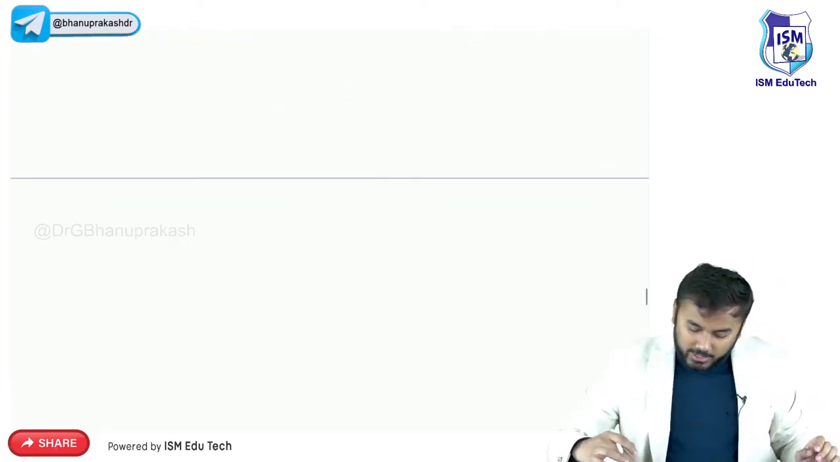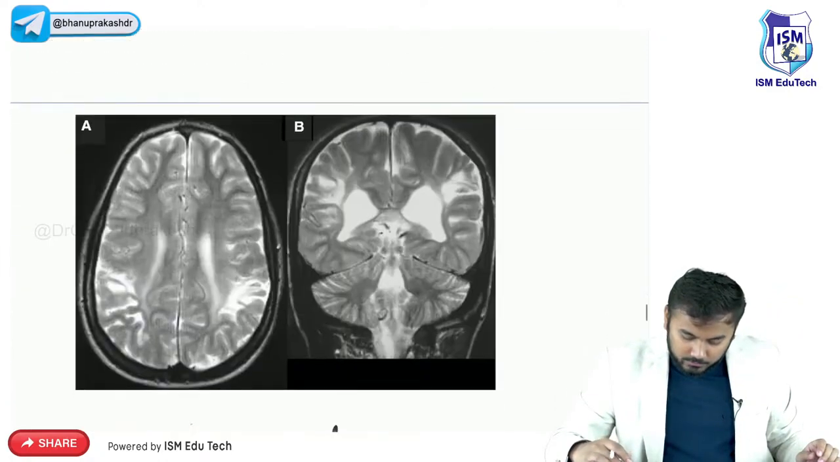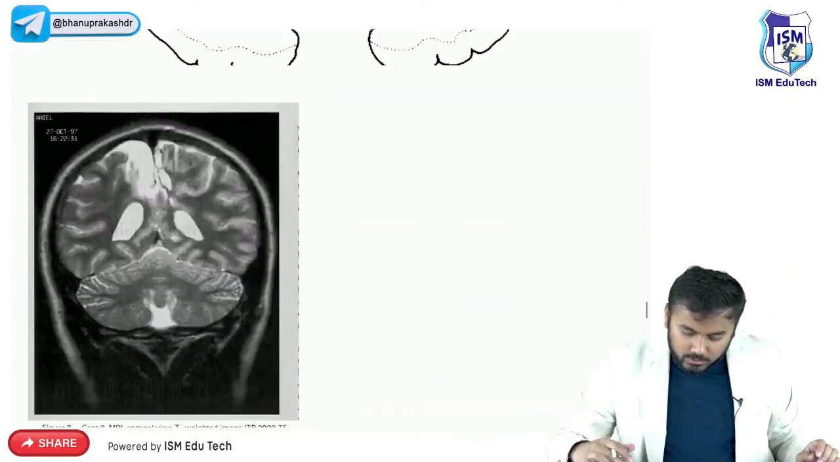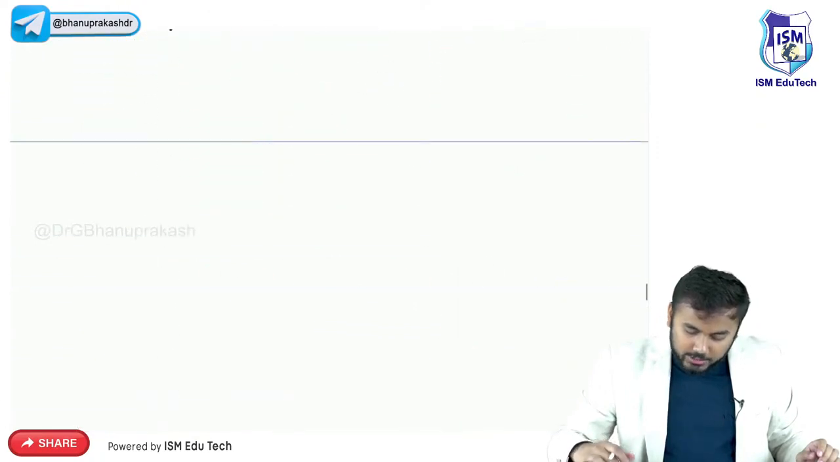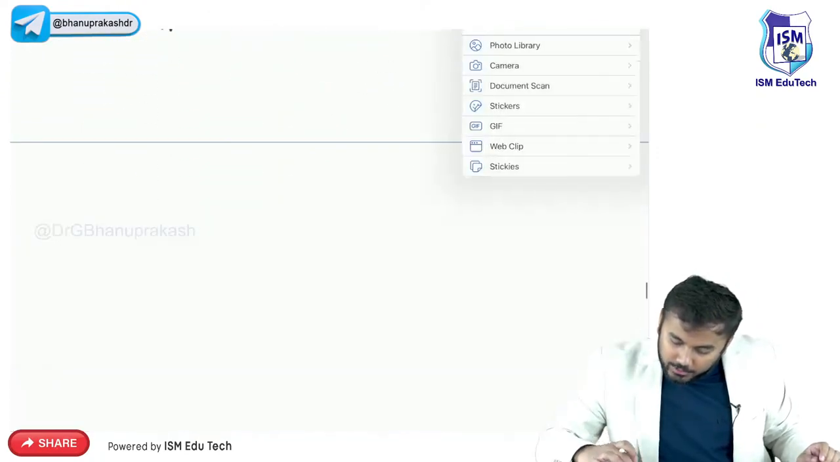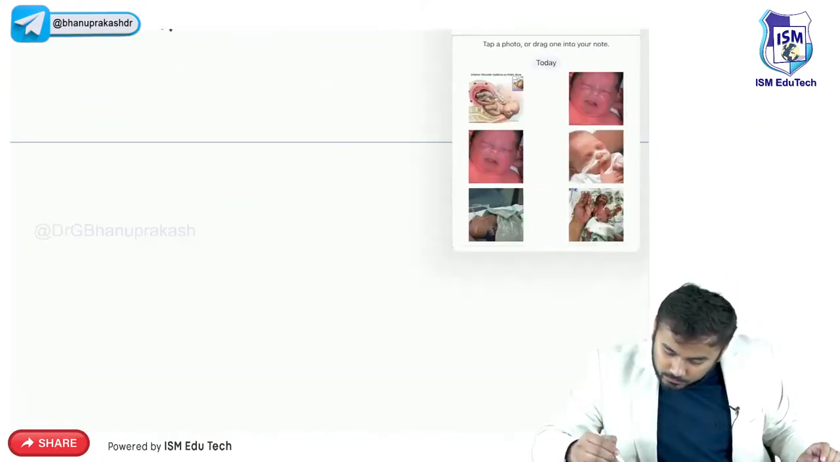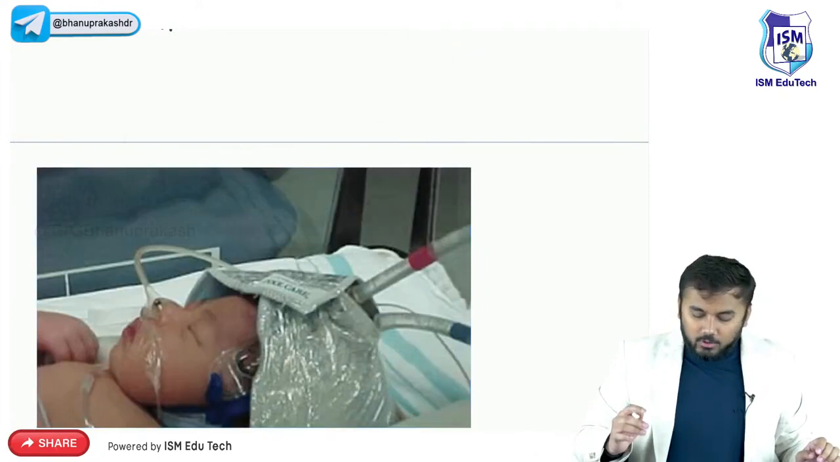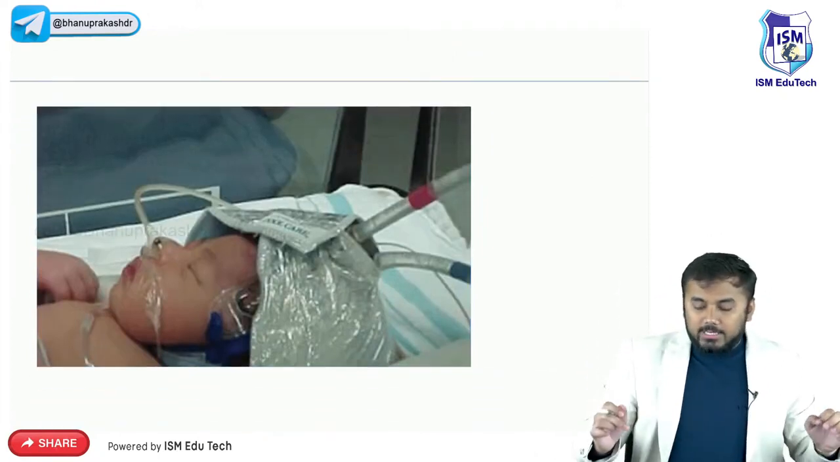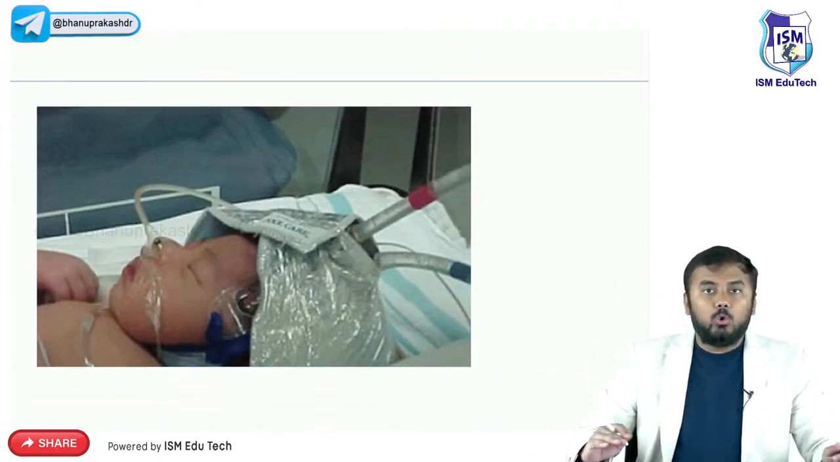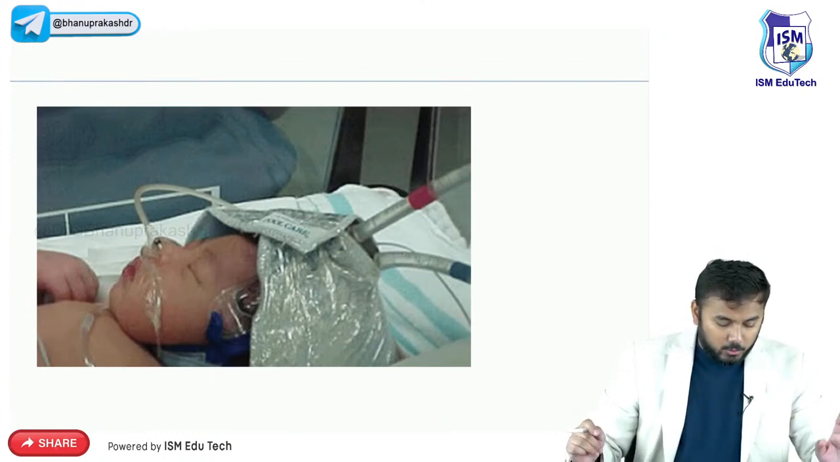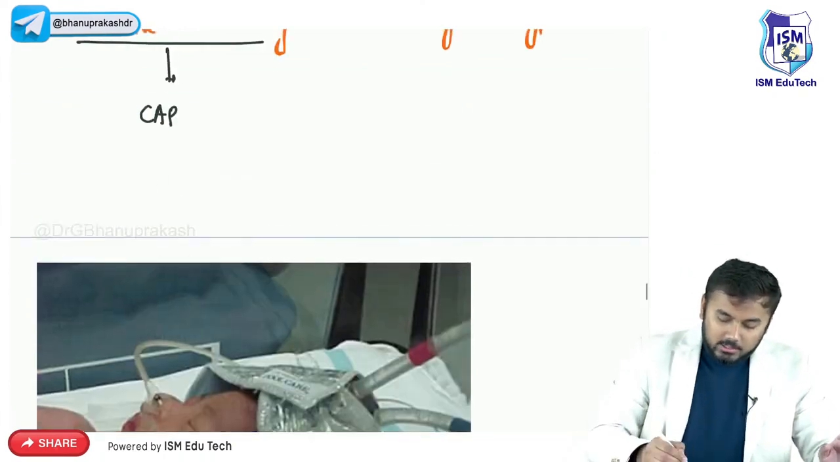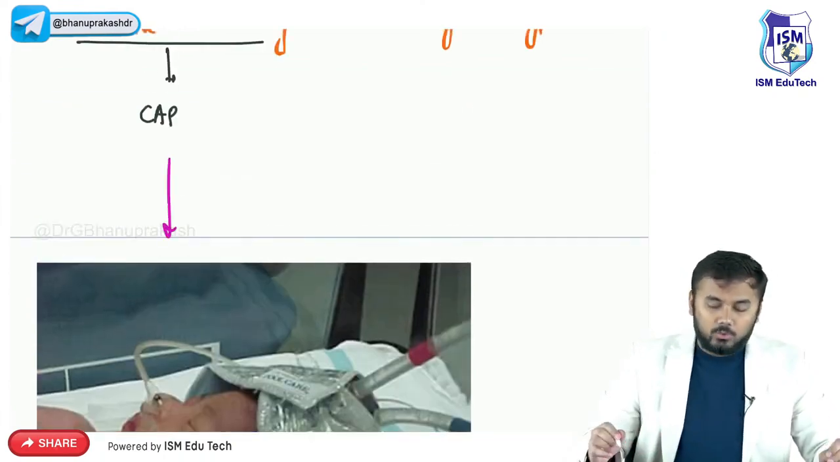So let me show you if I have a picture of that. I actually don't have a picture, but I'll try putting that picture for you. All of you look at this picture. You see there is a cap that is kept. So this is a cooling cap. This is how you put the cap. This is what is called selective cooling.